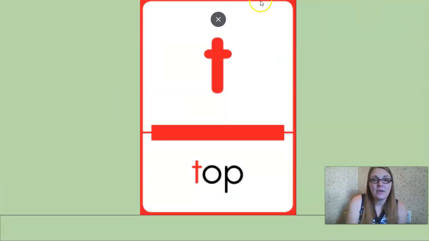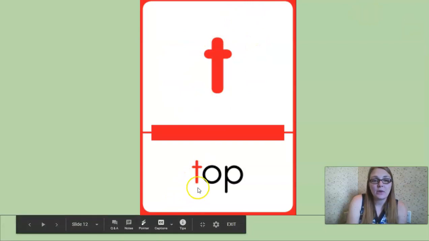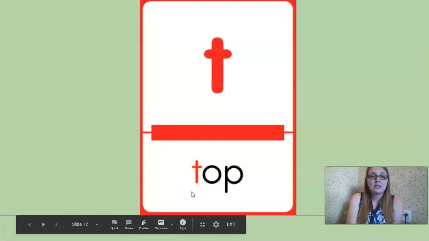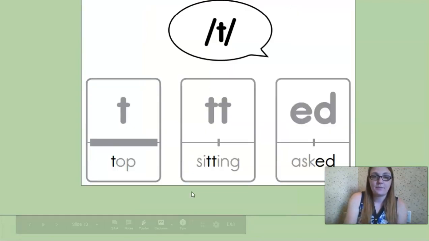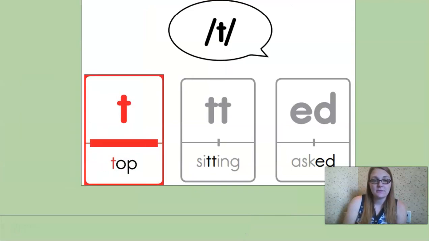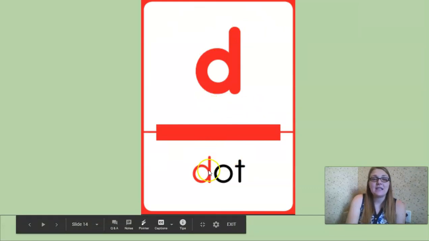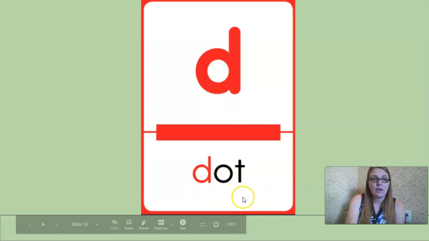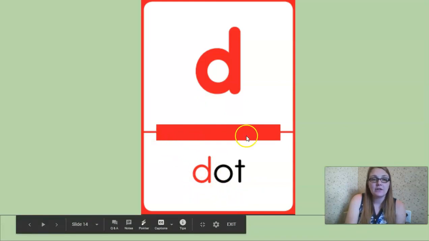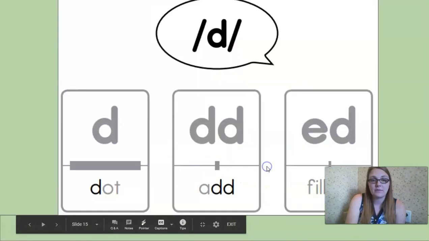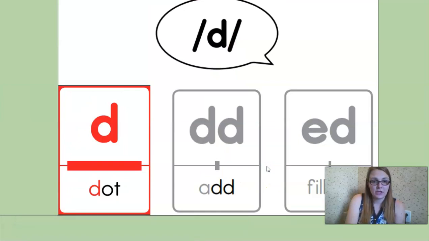Okay, now we have letter T. Our word is top. Once again, this is a very frequent spelling. You'll see it a lot. For the T sound, you will use a letter T. Add that to our chart. And our next letter, D. In the word dot, you hear a D. The letter D, a single letter D, is a very common spelling for the D sound. So we'll add that to our chart.